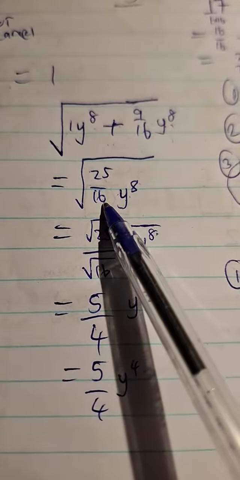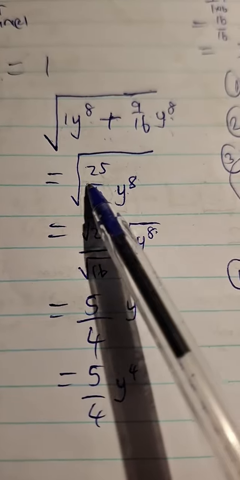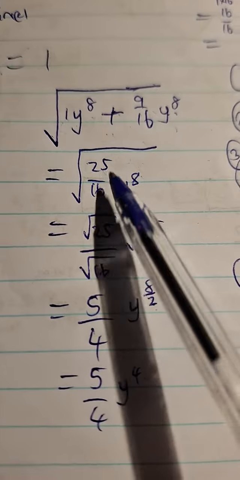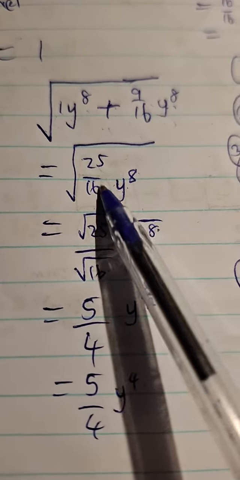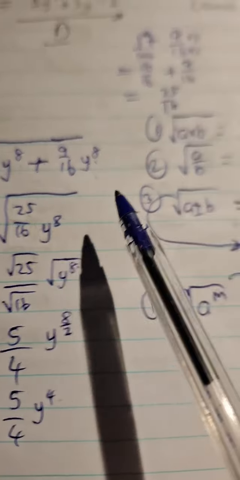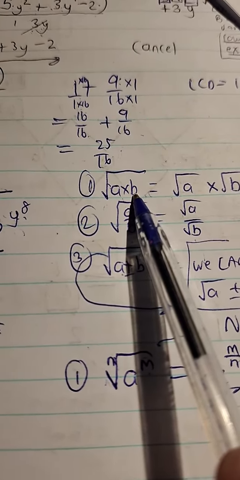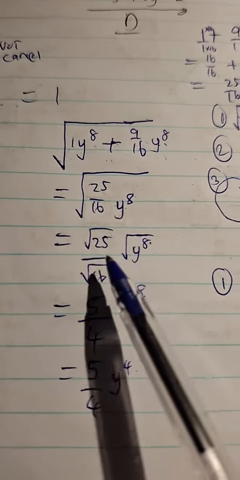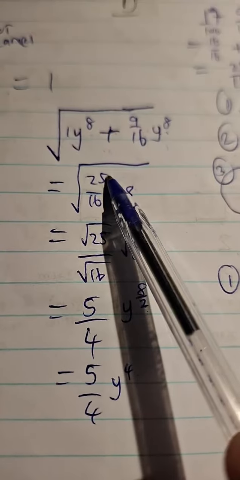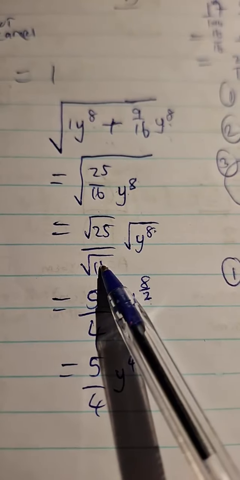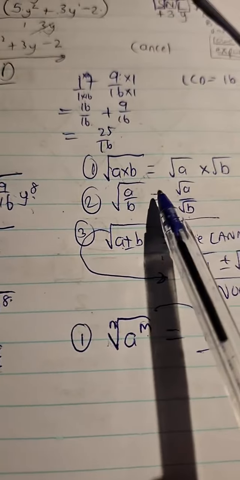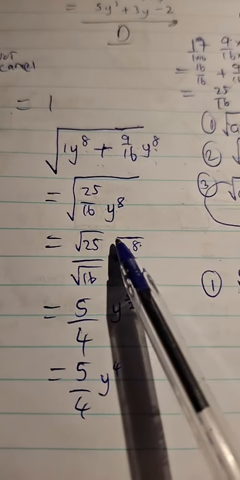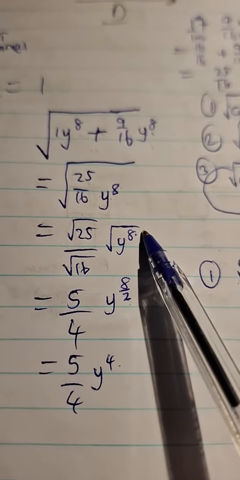Next step, now I have 25 over 16. The relationship of 25 and 16 is divide, because this line stands for divide. This y to the power 8 is combined with 25 over 16, so it is like being multiplied to y to the power 8. So now we can split the fraction according to the square root. We can say the square root of 25 over the square root of 16. Then y to the power 8 is multiplied to 25 over 16, so we can also split it according to the square root of y to the power 8.